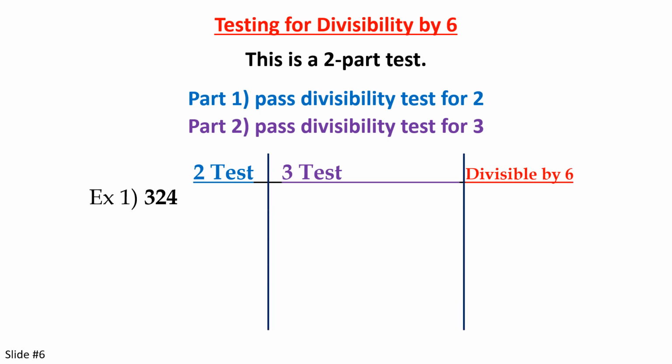If I do the 2 test first, divisibility by 2, I'm just going to look at the ones position. That's a 0, 2, 4, 6, or 8. So it passes the 2 test. If I add up the digits, I get 9. That's divisible by 3. Therefore, 324 is divisible by 6 because it passes both tests, the 2 test and the 3 test.